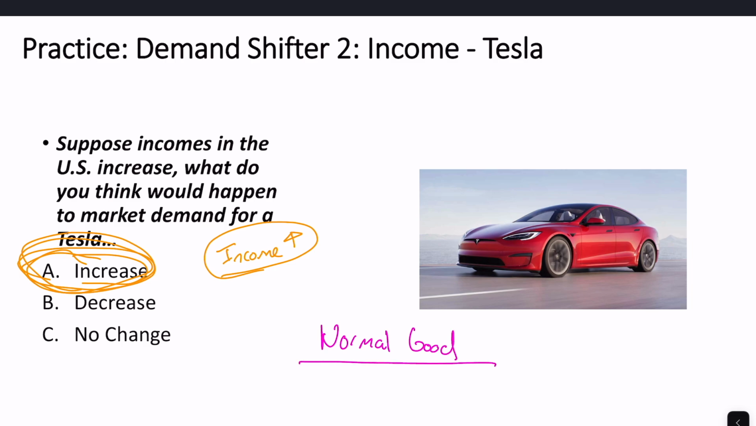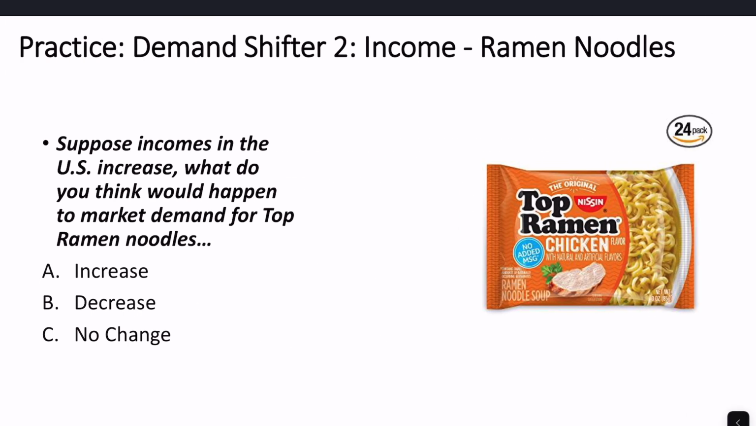The definition of a normal good is just that as income increases, demand increases. Okay. So in my mind, I think probably Teslas are normal goods, where if people's income goes up, they want to buy more of them. The same thing goes in the opposite direction. If income goes down, people want to buy fewer Teslas because they have less income to spend. Right. So this could go in either direction. What happens with your income?